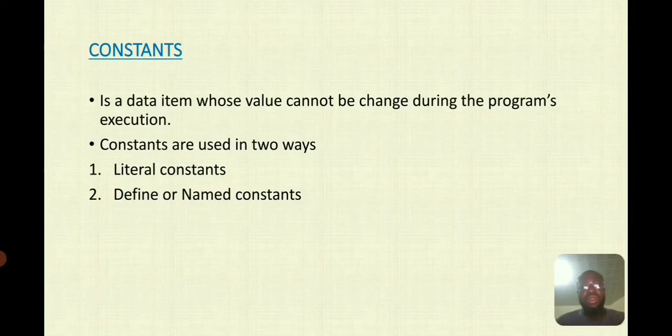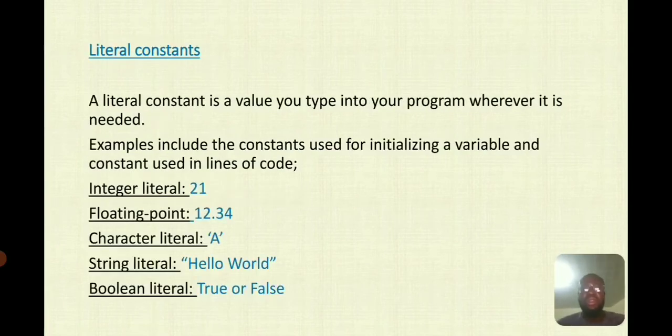Constants are used in two ways. We have one, literal constants, and two, defined or named constants. Literal constants. A literal constant is a value you type into your program whenever it is needed. Examples include the constant used for initialization of a variable, and constants used in lines of code. Now we have integer literal, which is 21, floating point 12.34, character literal 'a' in inverted commas, string literal "hello world" in quotes, boolean literal true or false.